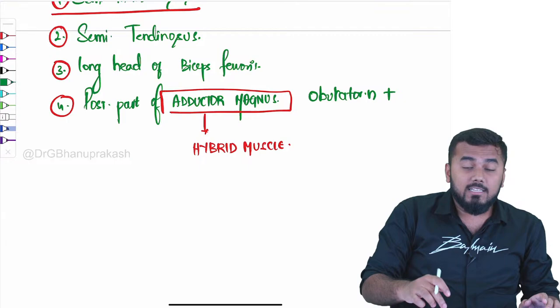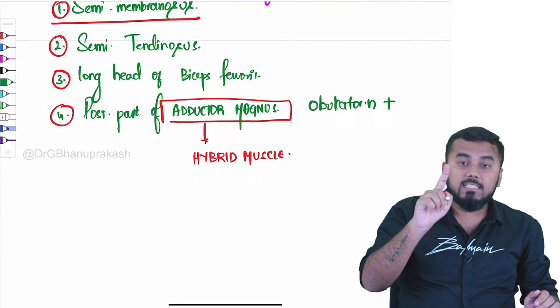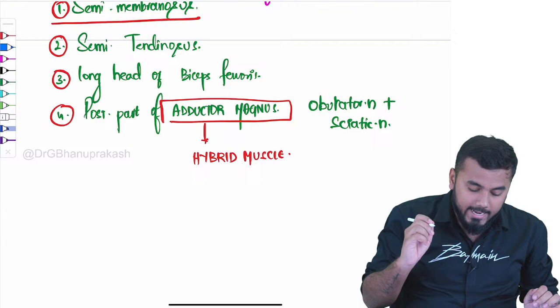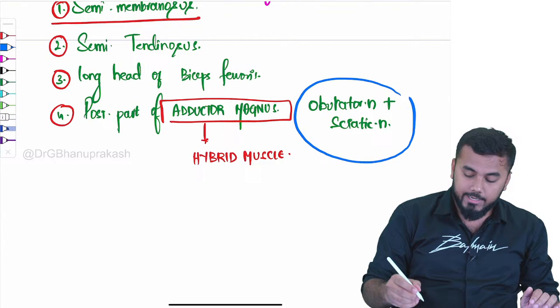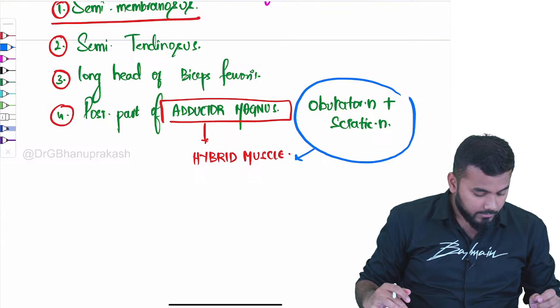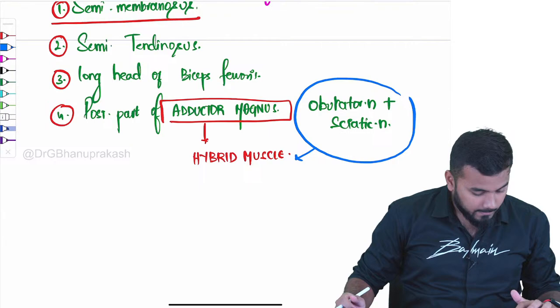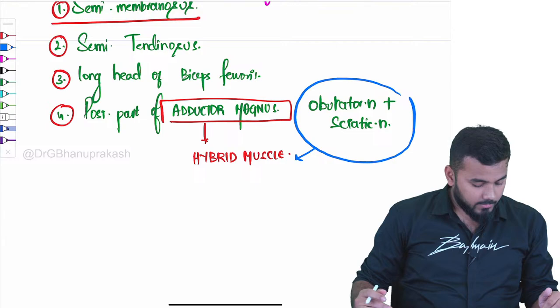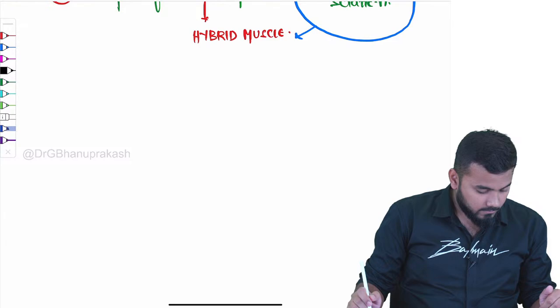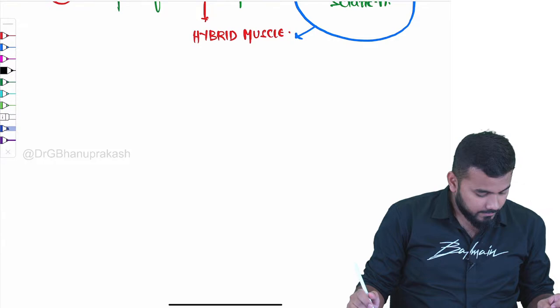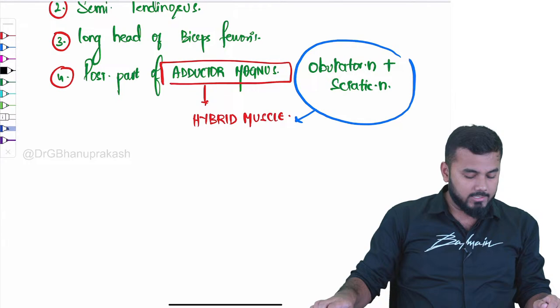We are discussing adductor magnus in the posterior compartment also. So what is the posterior compartment nerve? Sciatic nerve. So the posterior part of adductor magnus is supplied by both the obturator as well as the sciatic nerve. That is why you call it a hybrid muscle. Is everyone clear? The adductor magnus muscle will take a turn back there, and it will attach to your tibia.